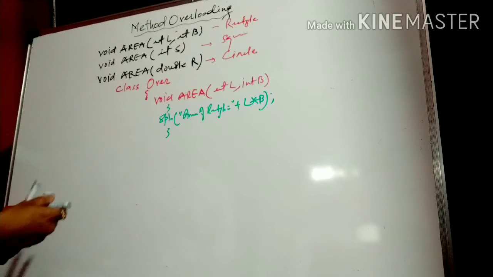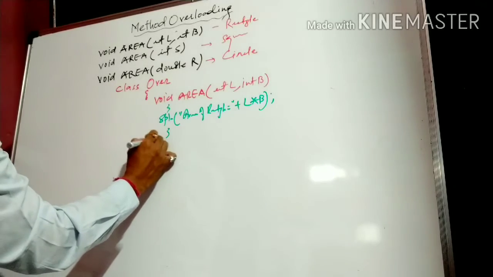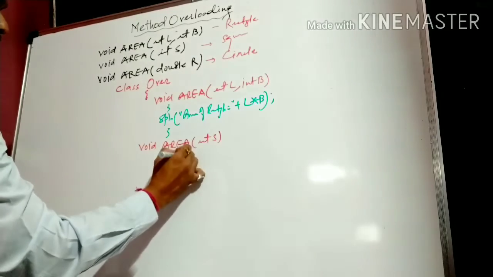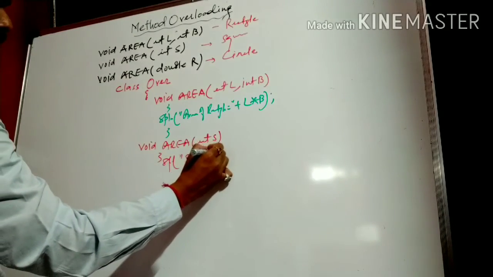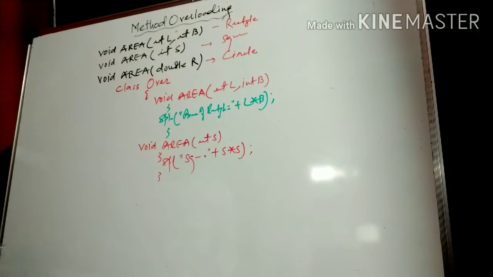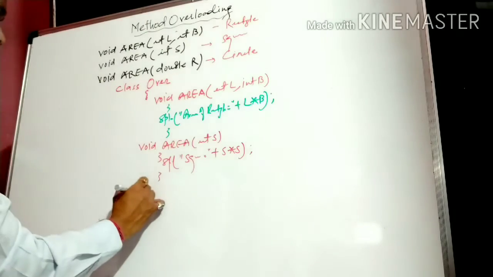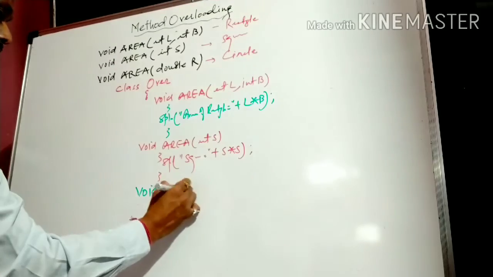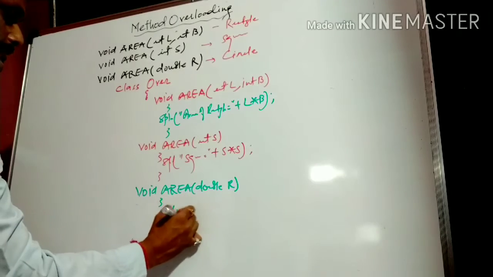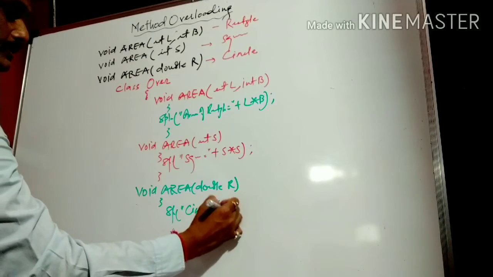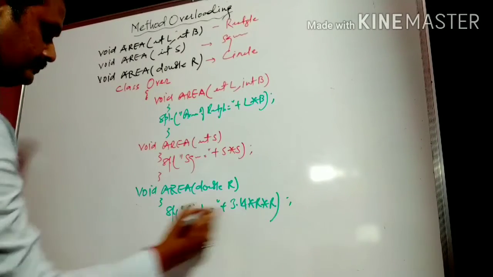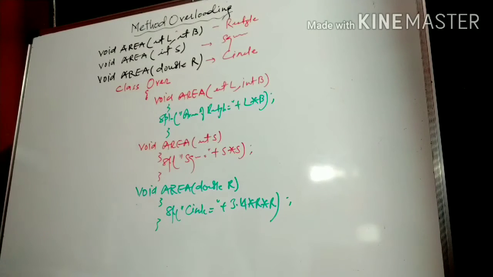One more method is there, that is void area. This is the area of a square, S into S. One more method is there, void area with the signature double, and it will return the area of a circle. Circle is pi r squared. What is the value of pi? 3.14 into r into r. So this part is over, children.